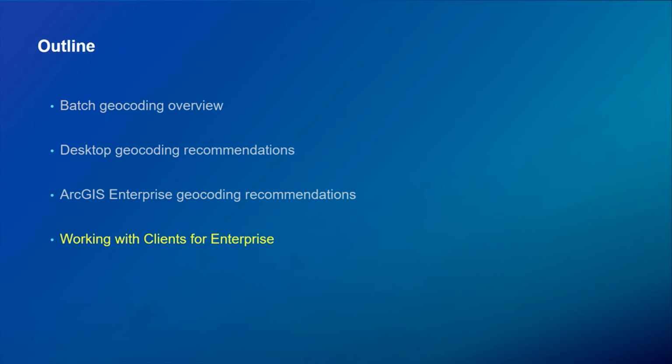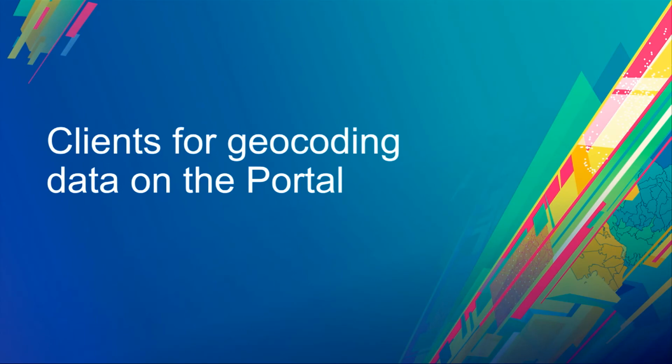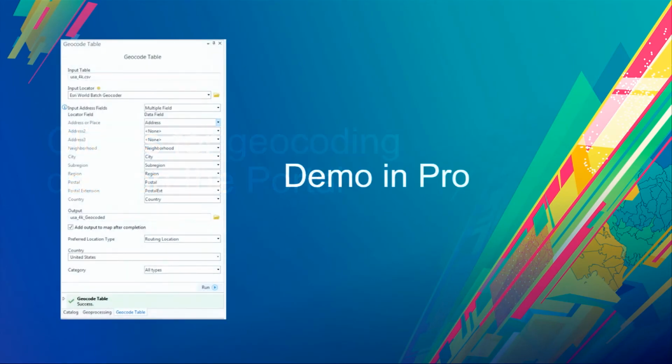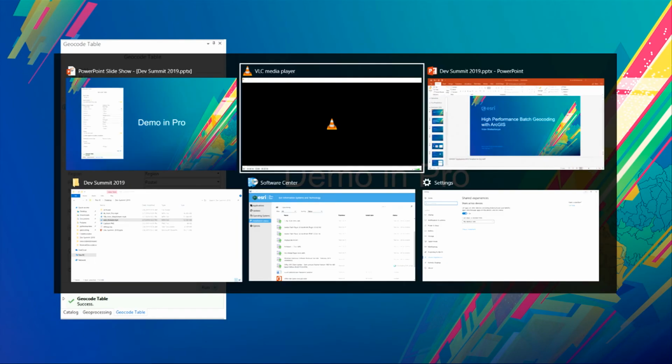Let's talk a little bit about clients that leverage this backend system and allow you to do this large batch geocoding effectively. So clients for geocoding data on the portal. First, we have the Geocode table pane. So I'll do a quick demo in Pro.